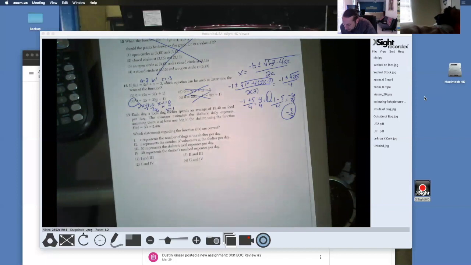All right, 17. Each day, a dog shelter spends an average of $2.40 on food per dog. The manager estimates the shelter's daily expenses, assuming that there is at least one dog in the shelter, using the function below. Which statements regarding the function are correct?